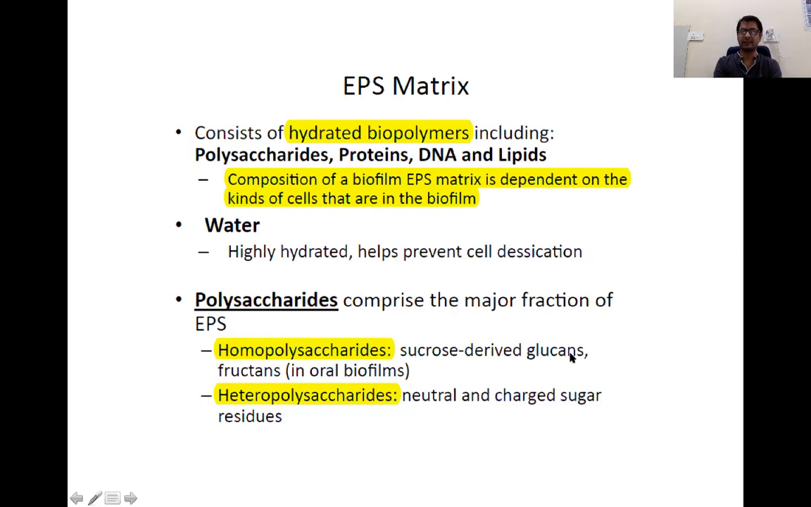Homopolysaccharide means that they are made up of the same kind of monomers, and the heteropolysaccharides are made up of different kinds of monomers. So homopolysaccharides are mostly sucrose-derived glucans and fructans, while the heteropolysaccharides are neutral or charged sugar residues.